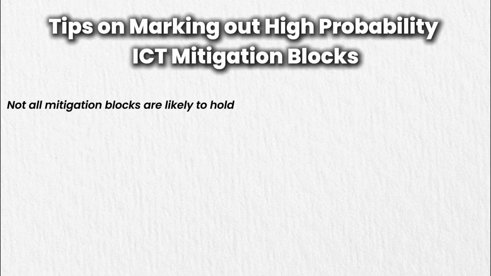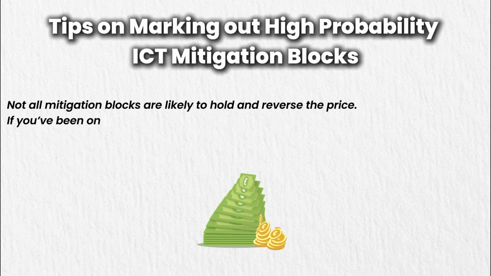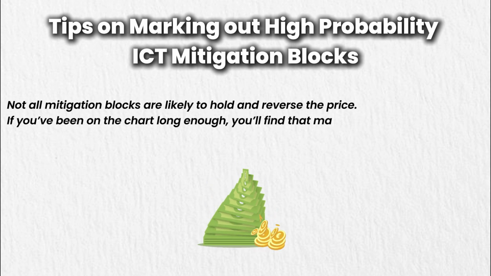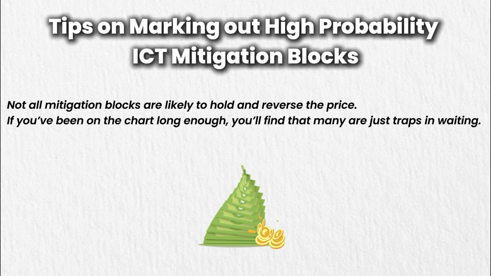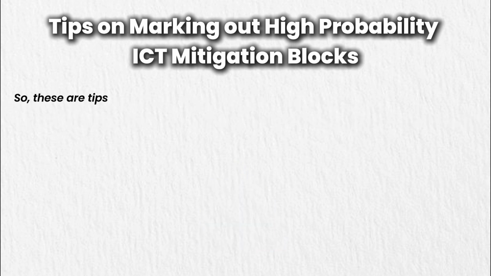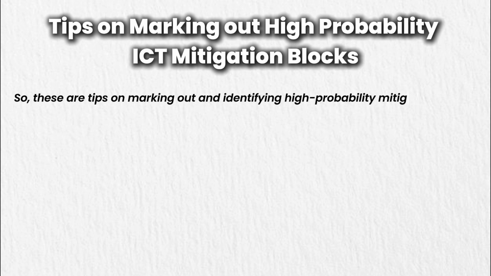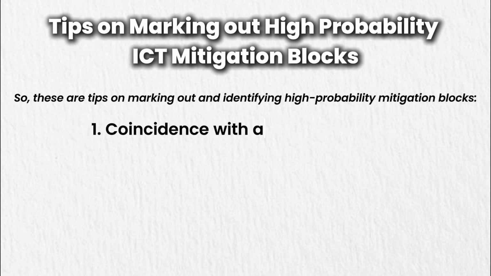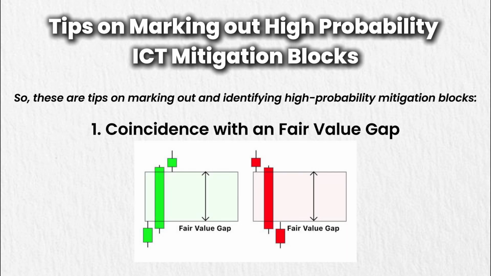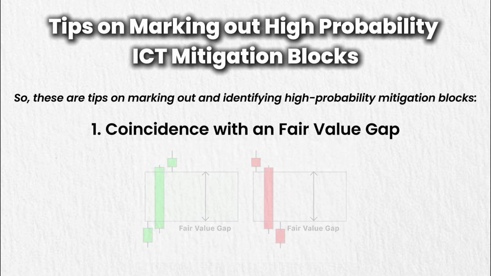Not all mitigation blocks are likely to hold and reverse the price. If you've been on the chart long enough, you'll find that many are just traps in waiting. So, these are tips on marking out and identifying high probability mitigation blocks. 1. Coincidence with a fair value gap. If your block coincides with fair value gaps, they tend to be stronger. For instance, if your bearish mitigation block coincides with a bearish fair value gap, you have more confidence that once the price reaches this level, it will more likely reverse back to the downside.